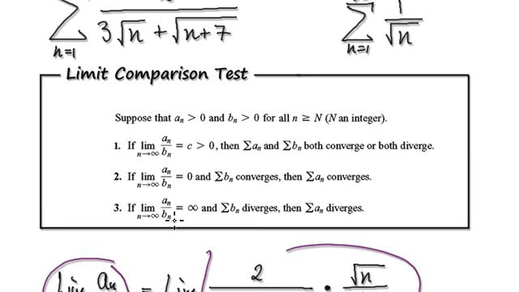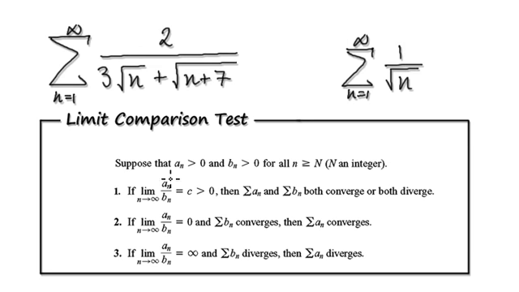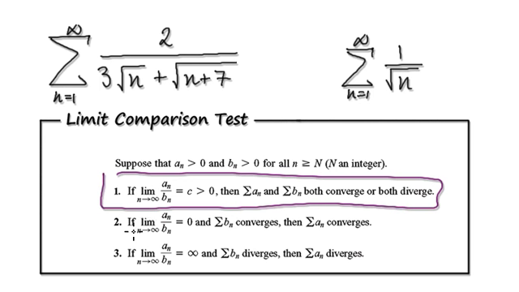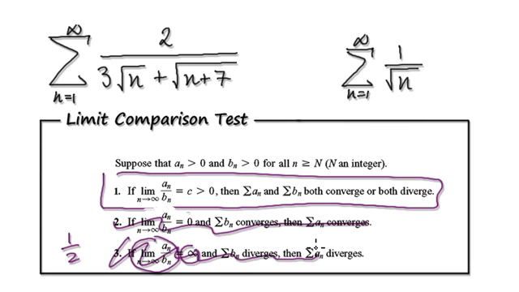So going back to here, we've just computed this value, and it equals a half. Well, a half is bigger than 0. So this is our situation here, as opposed to this. A half is not 0, so we can forget about this scenario. And a half is not infinity, so we can forget about this one too.